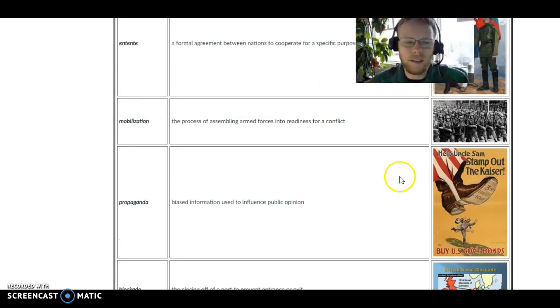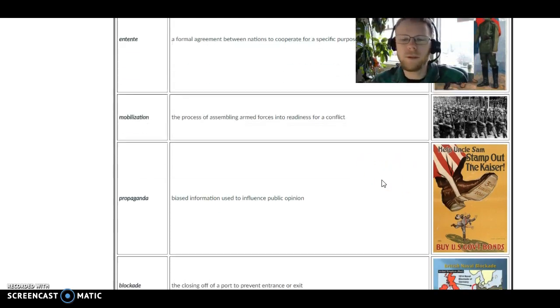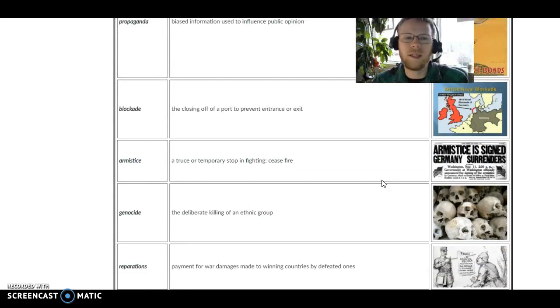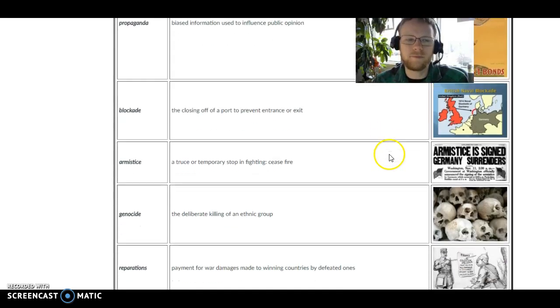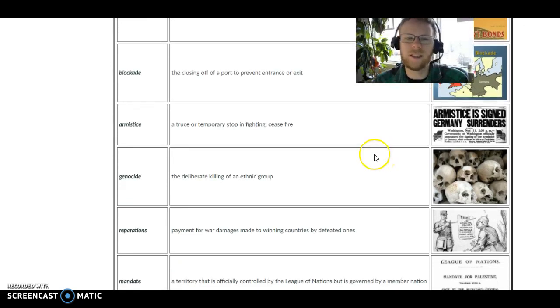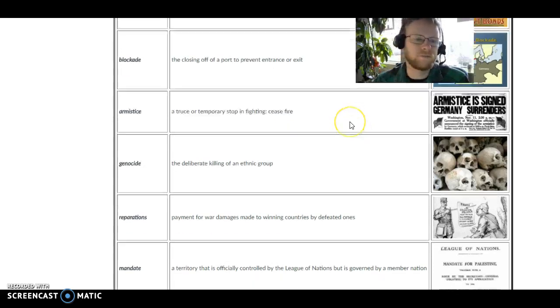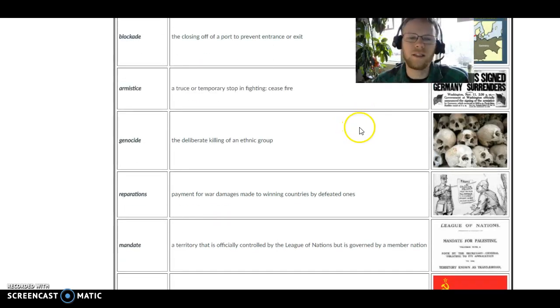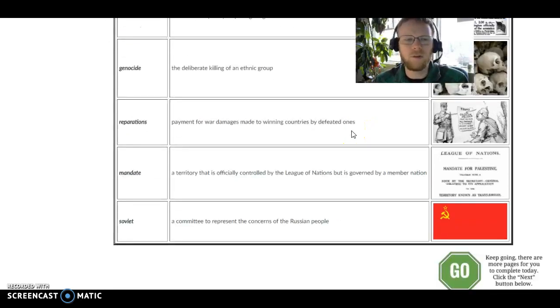Propaganda is biased information used to influence public opinion. Blockade, the closing off of a port to prevent entrance or exit. Armistice is a temporary stop in fighting or a ceasefire. Genocide, the deliberate killing of an ethnic group or a specific people. Reparations, payment for war damages made to winning countries by the defeated ones.